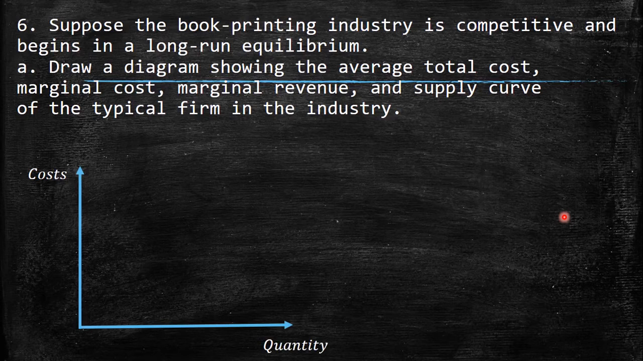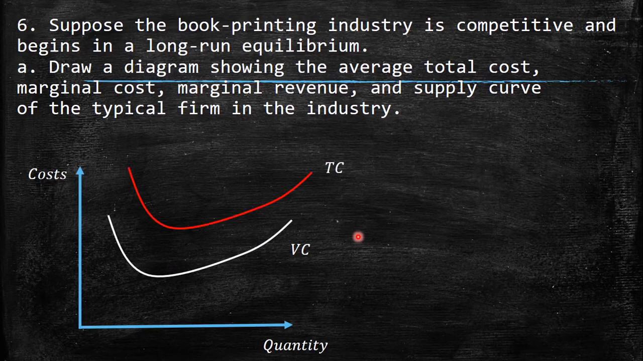First, we have here cost and quantity. Here we have the variable quantity. I'm so sorry, this is not true because variable cost doesn't exist in the long run. So just pay attention to this one, to total cost. Okay, this one, don't pay attention.